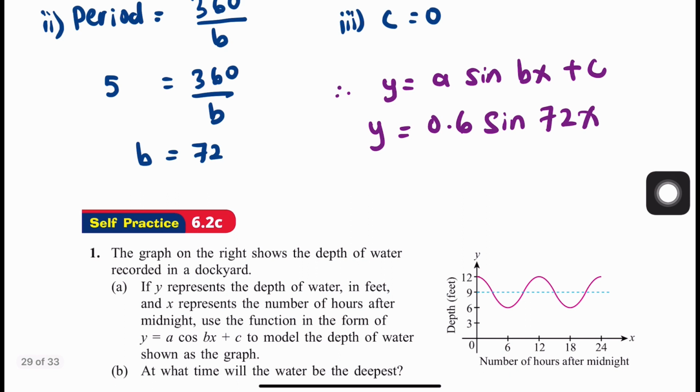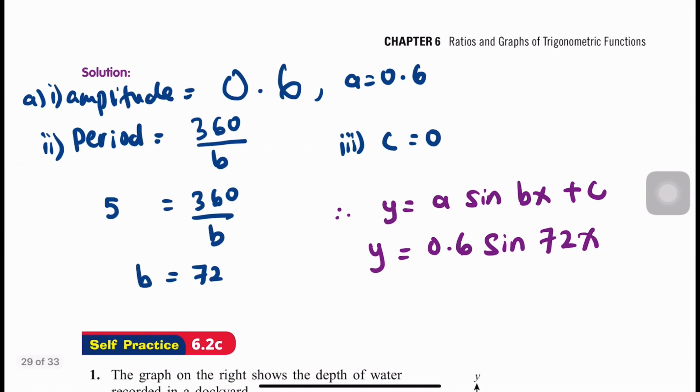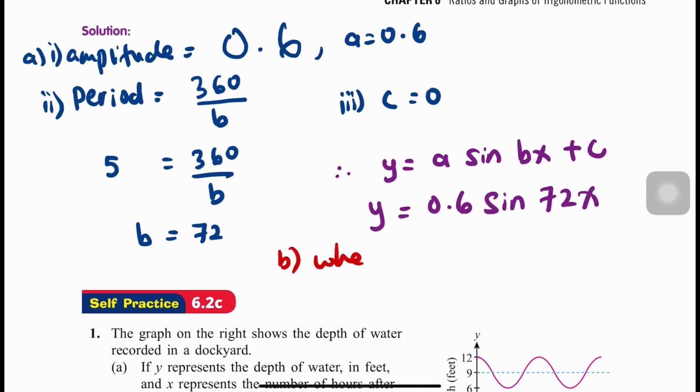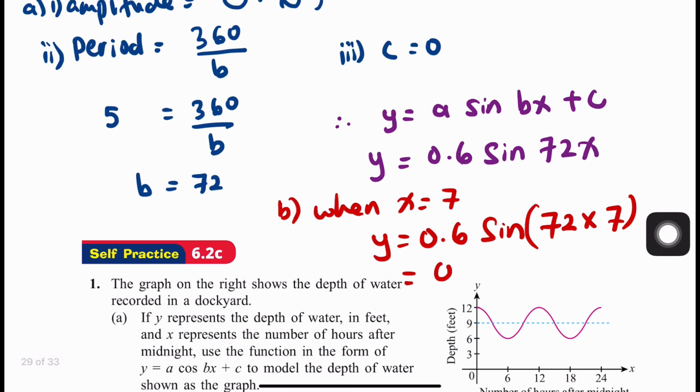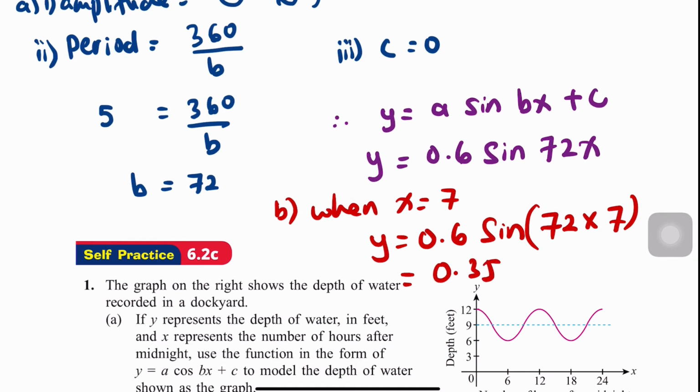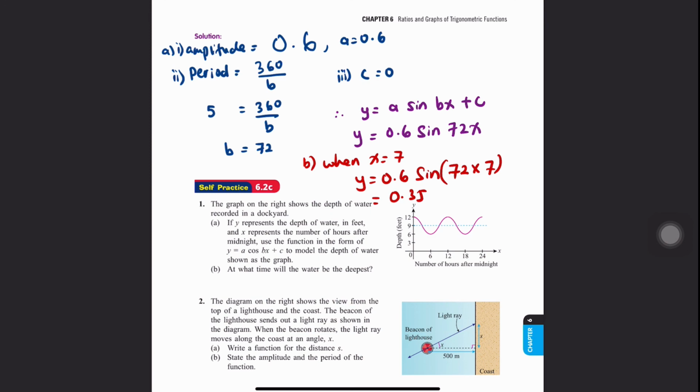Okay, next B. B dia kata when the time is 7 second. So second is which axis? X kan? So kita akan ubah value of X. When X equals to 7, so Y is equals to 0.6 sine 72 times 7. Kena tekan dulu 72 times 7, lepas tu sine benda ni times 0.6. So your answer is Y is equals to 0.35. So that's how we solve problems involving trigo function graph.